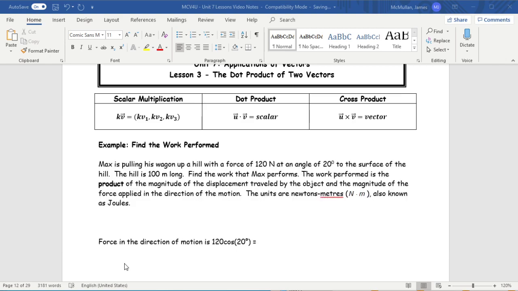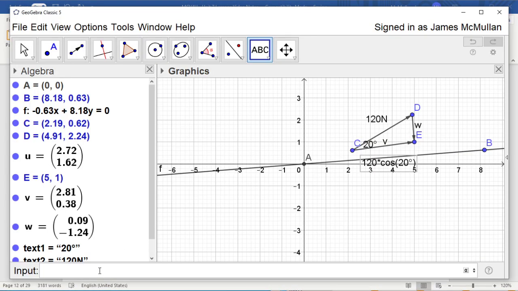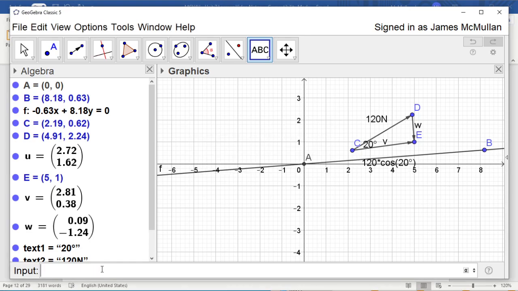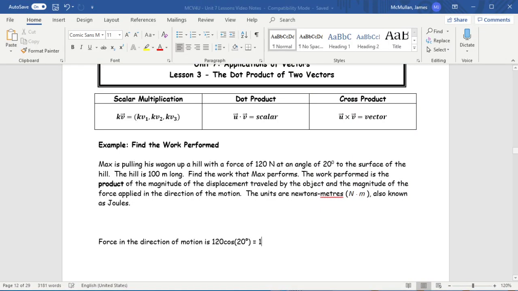What is that quickly? Let's just get that. Sorry, 120 times cos 20. Okay, 112.76. Now he's pulling this for 100 meters, so force times distance equals work. So 112.76 newtons times 100 equals 11276 newton meters or joules.